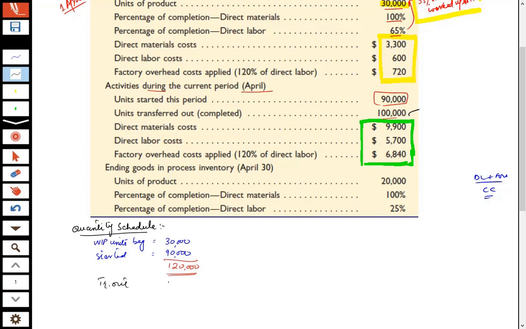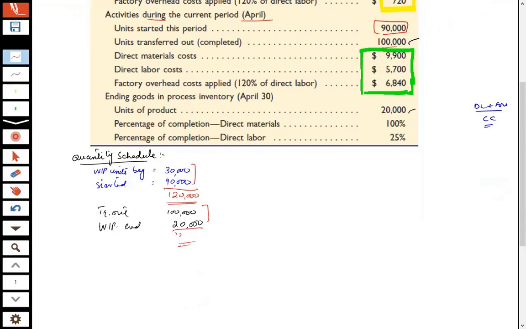How many units were transferred to finished goods? That is 100,000. And some of the units were still in process, that is WIP ending. How many ending units? 20,000. So see the above quantity schedule. The started units, the transfer out and WIP now tally as earlier. So this amount and this amount are telling us we have made the quantity schedule correctly. Done? Yes. Okay.